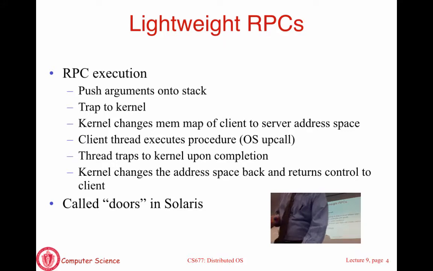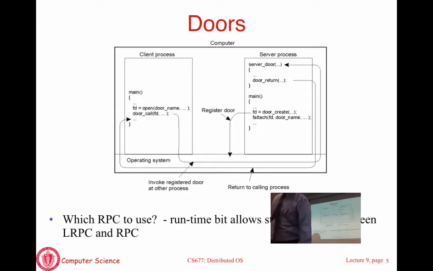So this notion of lightweight RPCs are called doors in Solaris. Just as Solaris was one of the first OSs to implement this notion of RPCs through SUNRPCs, they are also one of the first OSs to implement lightweight RPC. And they are called doors. Here is an example of code that basically says you have to declare a door. A door is like a backdoor so that the server process gets access to the pages of the client process whenever an RPC request is made.